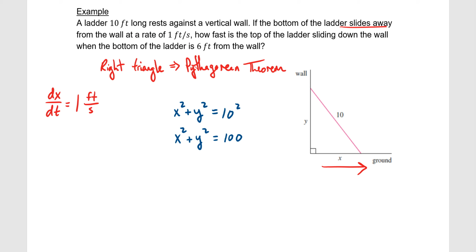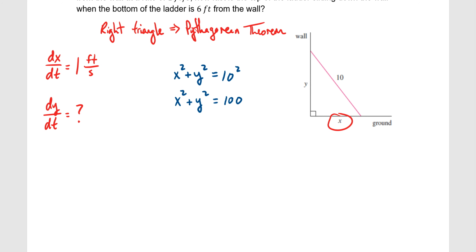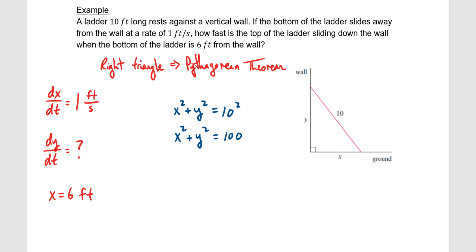And we want to know how fast the top of the ladder is sliding down the wall. That's obviously going to be the top of the ladder going down the wall. That's going to be the rate at which y is changing. So that's going to be dy/dt. So we are looking for dy/dt when the bottom of the ladder is 6 feet away from the wall. So that means we're looking for it when x is 6. So x will be 6 feet here. Okay, so this looks like everything for now for what we're given in the question.